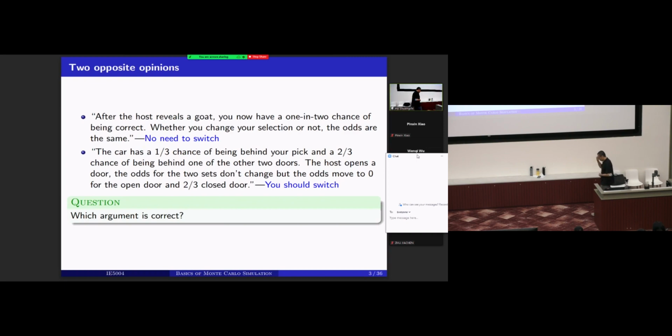For example, the first intuition would be like this. After the host reveals a goat, you now have a 1 in 2 chance of being correct, right? As I said, there are 3 doors. You pick one. And for the other 2, there must be at least 1 goat, right? And the host shows you a goat. Then you're pretty sure that among the remaining 2 doors, there is 1 goat and 1 car, right? Because you already selected 1. So the probability behind that door should be 1/2. Because this one is 1/2, the other one is still 1/2. No need to switch. Things will be the same.